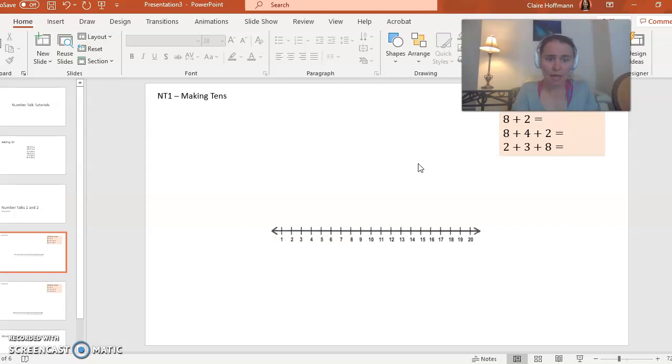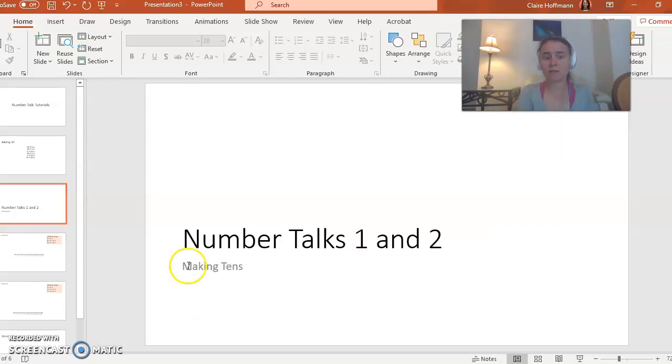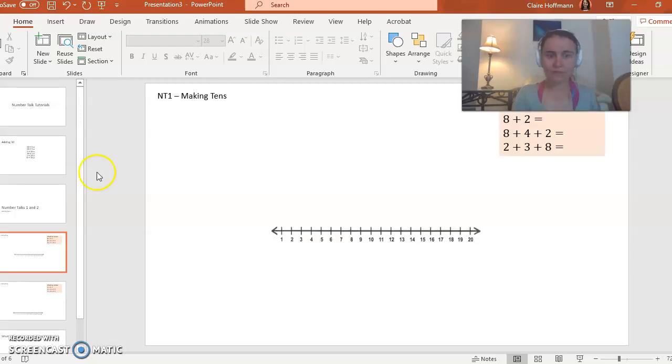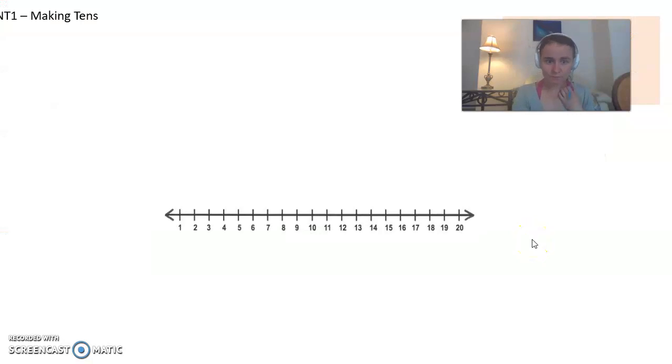So we would get started maybe explaining to them, we're going to learn a strategy called making tens. We saw that adding 10 to something is easy, so let's see if we can look at these addition problems and see if we can make a 10 to make our addition easier. So now I'm going to start the model as if I'm talking to kids. Okay, so I would say what I just said, and then I would go into the model.